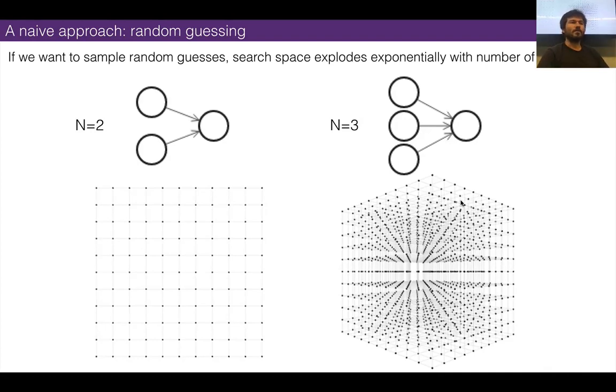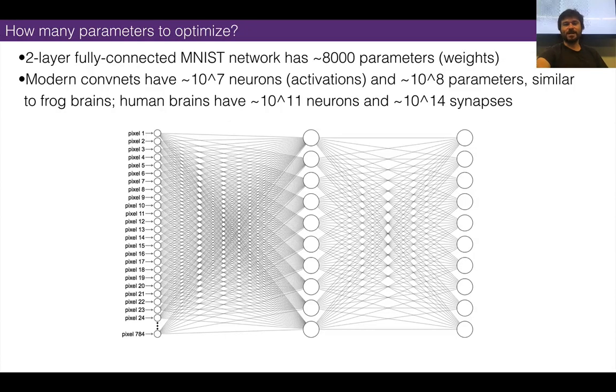In other words, the number of guesses that you'd have to take to achieve a particular precision scales exponentially with the number of weights, right? In fact, the exponent is the number of weights. So how many weights do modern neural networks have? Well, they have like 100 million. So in order to take guesses with that same precision, you'd have to take 10 to the 100 million number of guesses. So that's a 100 million digit long number, right? That's a lot of digits.